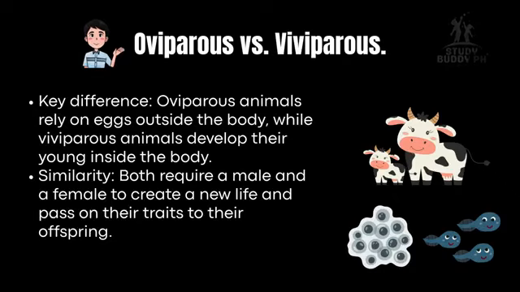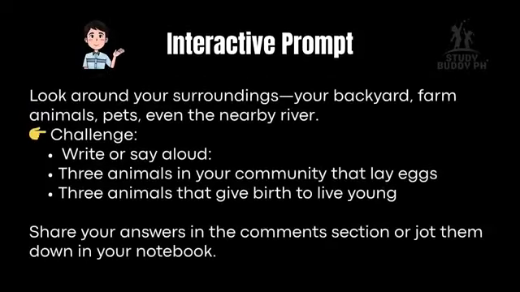Now, look around your surroundings: your backyard, farm animals, pets, even the nearby river. Challenge: write or say aloud 3 animals in your community that lay eggs, and 3 animals that give birth to live young. Share your answers in the comments section or jot them down in your notebook.